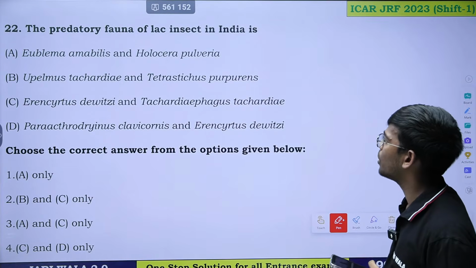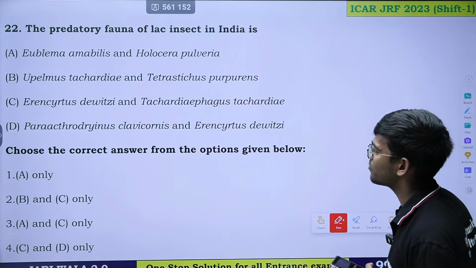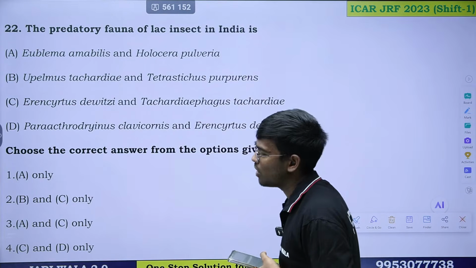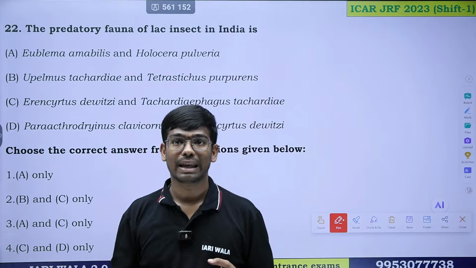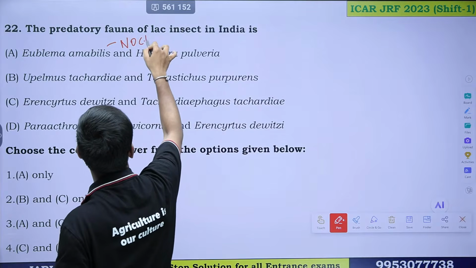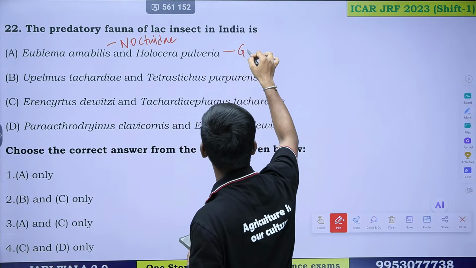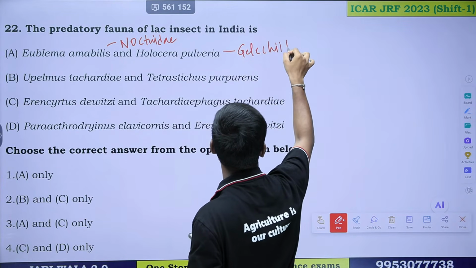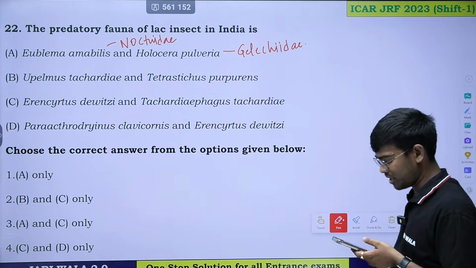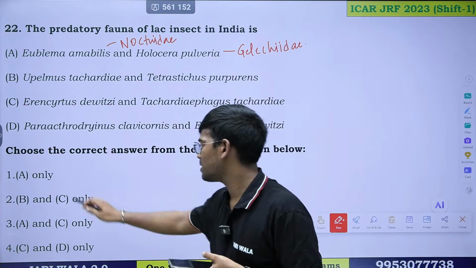So the predatory fauna of lac insect in India: they were giving many insect names, but in that, Eublema amabilis and Holcocera pulverea. One belongs to the Noctuidae family and one belongs to the Gelechiidae family. So I'm responding for the students. Here the predatory fauna is A, Eublema and Holcocera, that is A only.